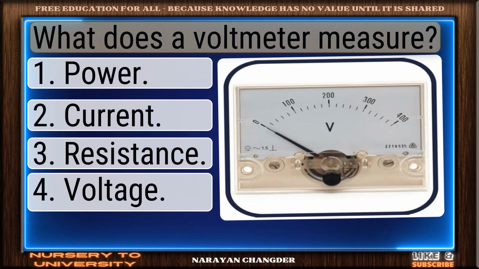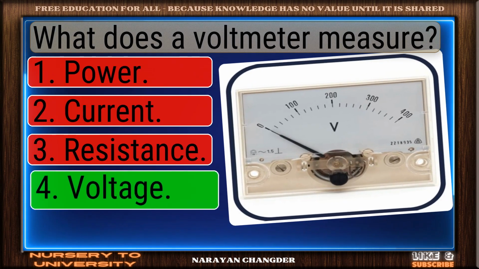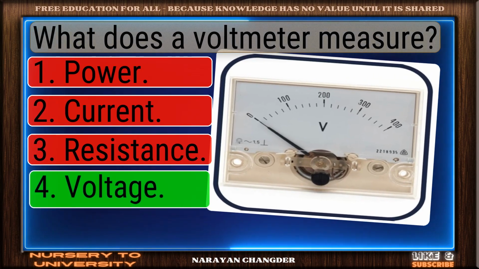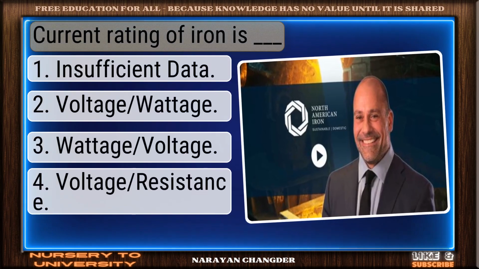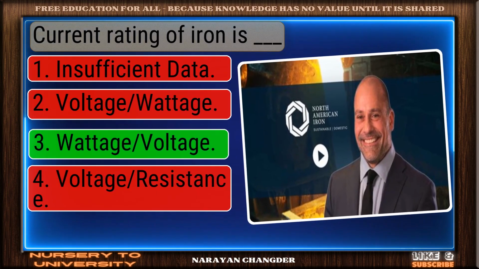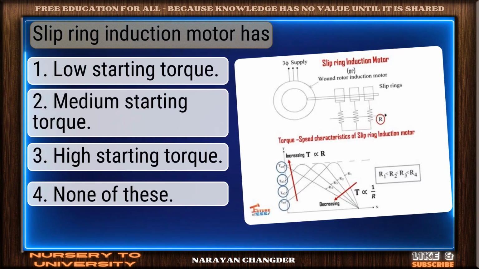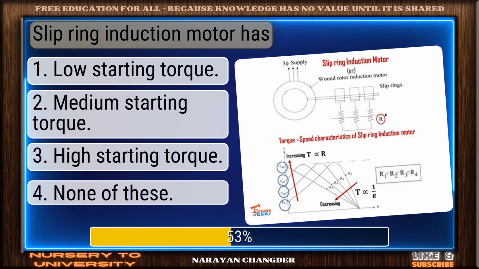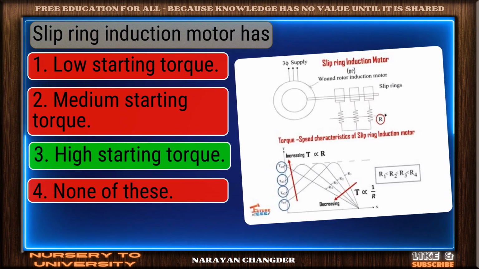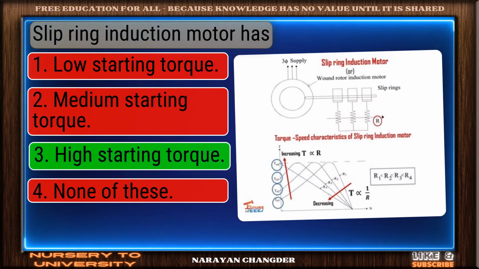What does a voltmeter measure? Smart pick. Voltage is the correct choice. Current rating of iron is dash. Smart move. Wattage of voltage is an accurate answer. Slip ring induction motor has. Strong choice. High starting torque is the right answer.